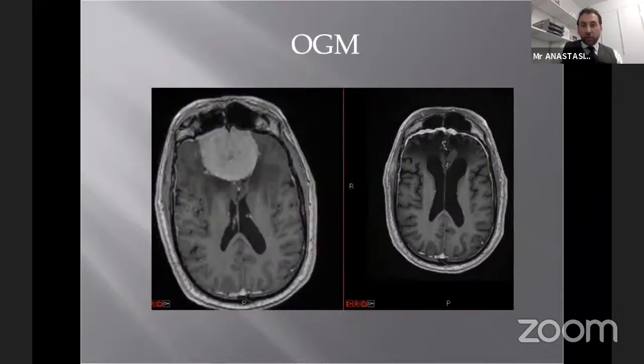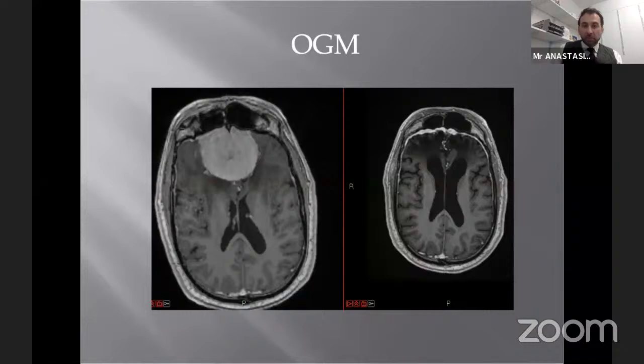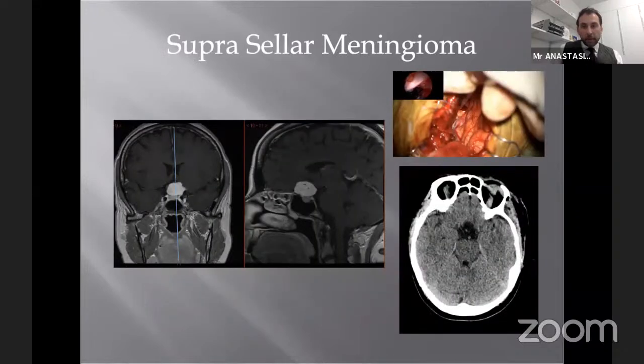This is an olfactory groove meningioma. As far as meningioma is concerned, as we said, we will start from the front. And you can see significant perilesional swelling. It causes anosmia and cognitive decline. And you can see the postoperative result with the expected dural enhancement, but no residual gross tumor.